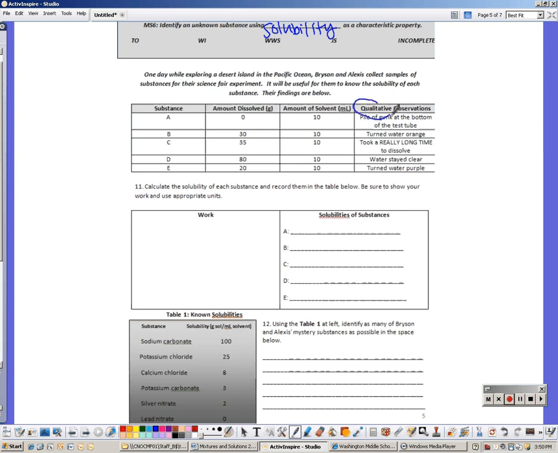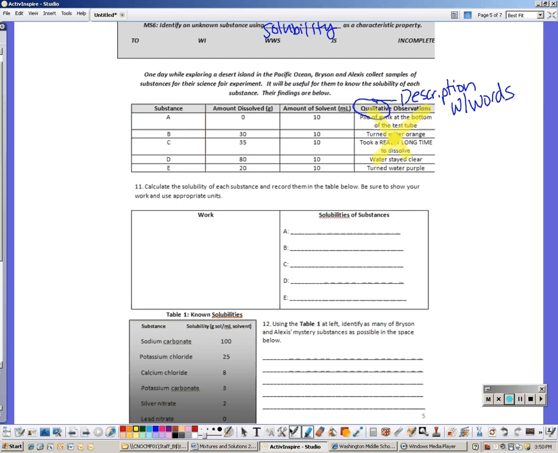Remember, qualitative observations are descriptions with words, which are really helpful sometimes, but these are not characteristic properties. Lots of things can make this happen. So while this is helpful, it's not super helpful for what we need to do for this problem.